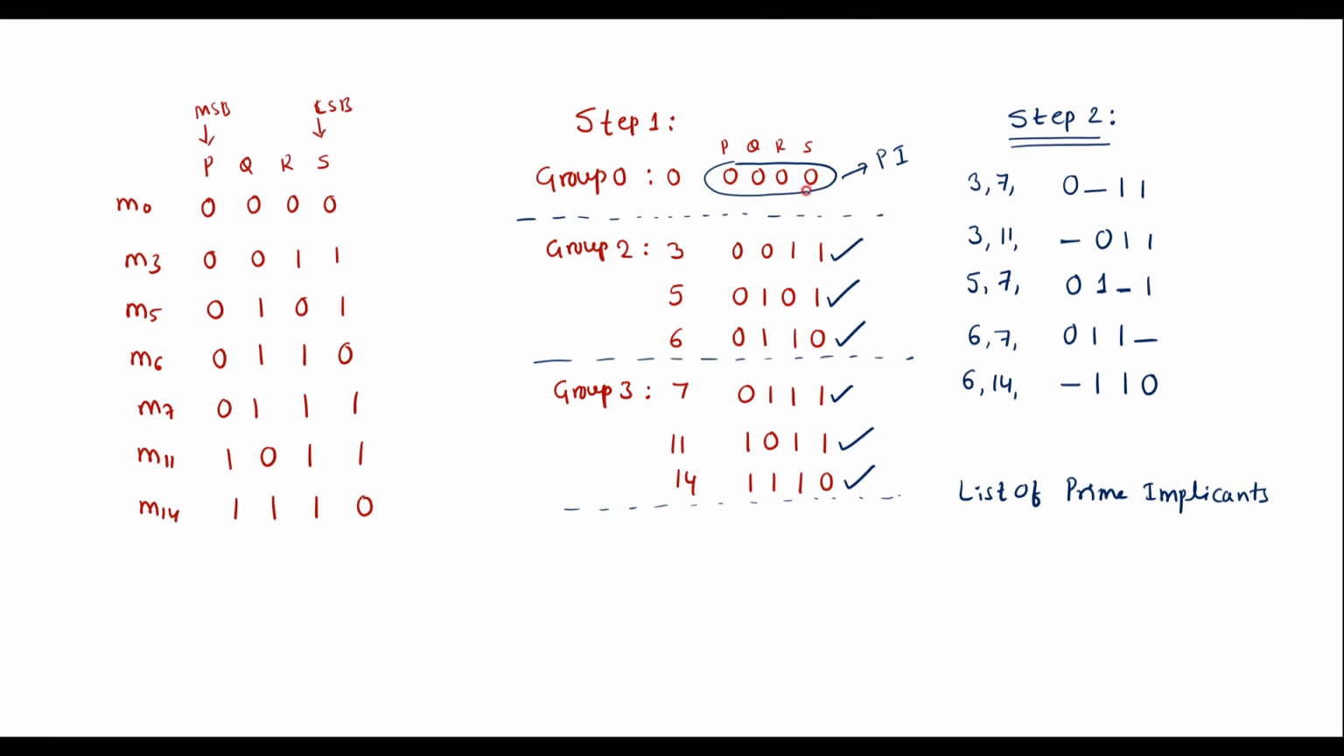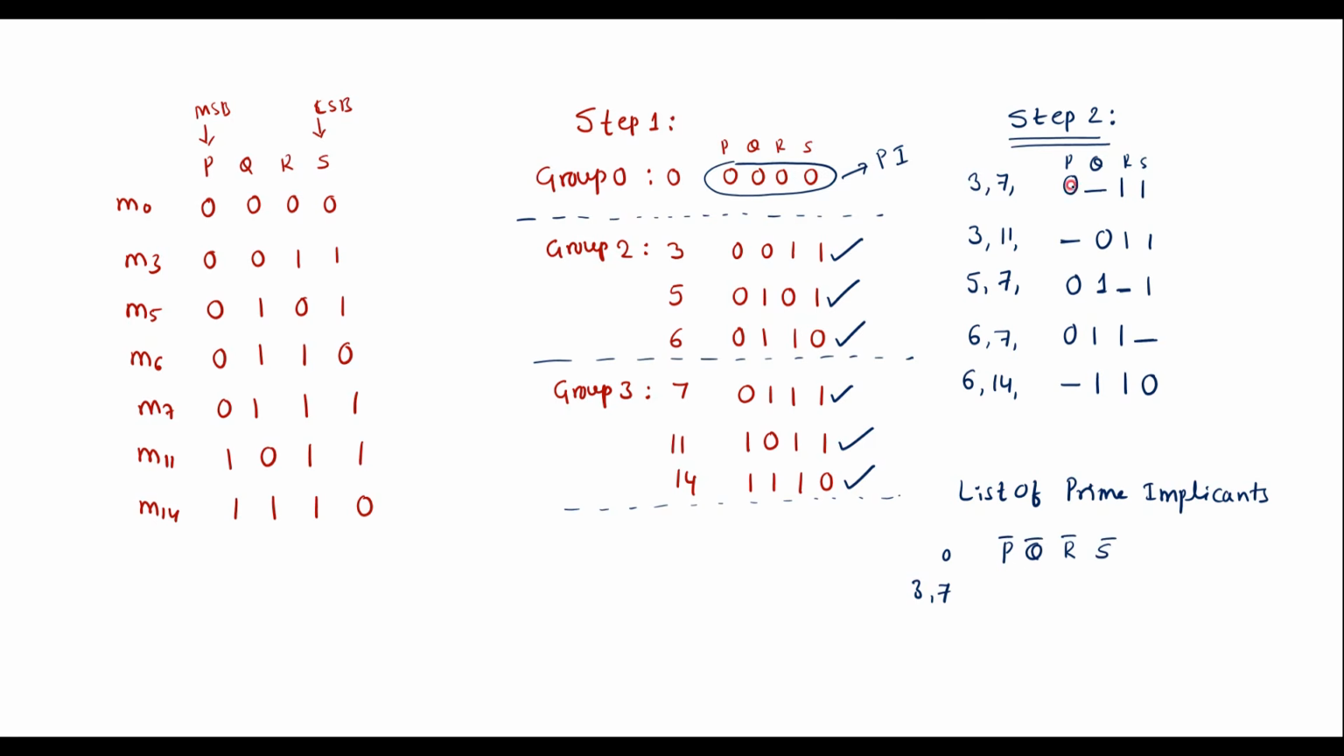Here there is no check mark, so it is a prime implicant, that is P bar, Q bar, R bar and S bar. That is M0. Next, I'll write 3 7. Here 3 7 can be represented as follows; the first number is P, Q, R and S.